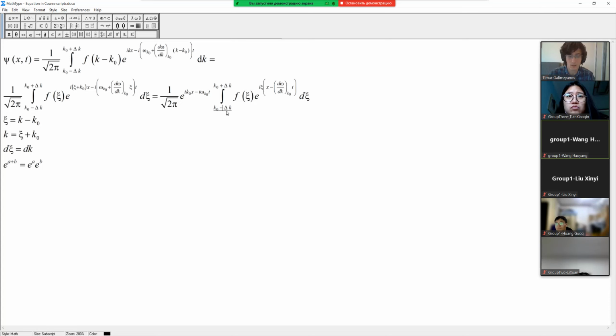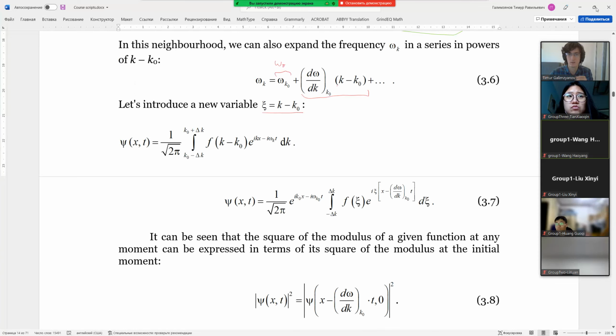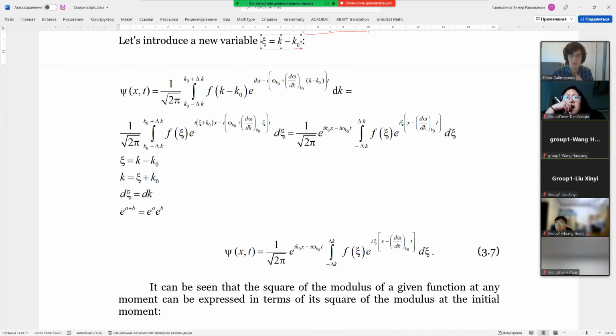And we need to change our interval in that way. So we can see that this integral is the same as that one. It's the same thing. So what we have done, we just substituted k by psi plus k naught, and k minus k naught by psi, and just moved the factors that do not depend on psi from the integral to before the integral.